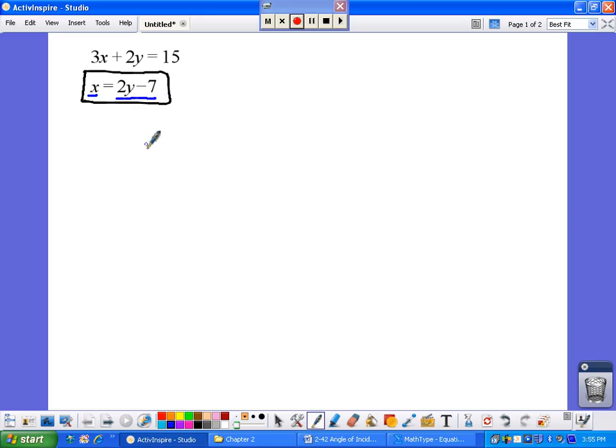I'm going to start off with 3, and then the very next thing is an x. So let's trade that x out and turn it into 2y minus 7. Same thing. That's what the equal means up here. So 2y minus 7, then plus 2y equals 15. I've just substituted, traded out the x for what it says it is, 2y minus 7. And now I only have one variable. I can solve that equation and get one answer.